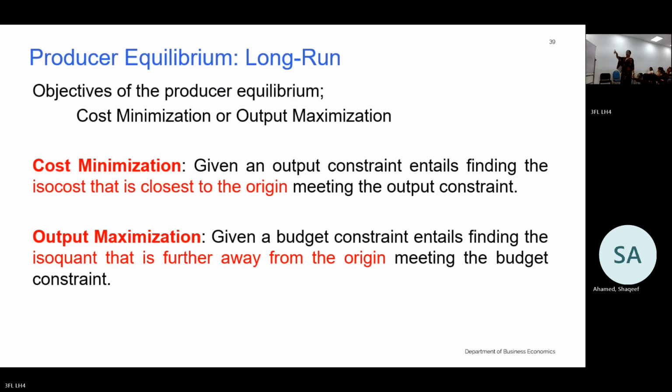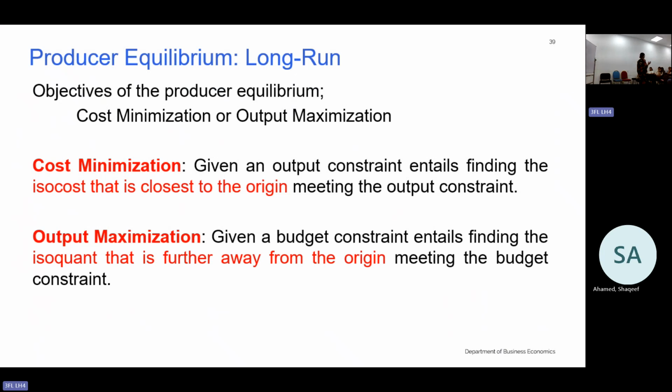Okay? So, given the budget constraint, it entails finding the isoquant that is furthest away from the origin while meeting the budget constraint. So depending on your cost or your budget, you are going to go for the highest isoquant, meaning a higher level of output. So the objective of the producer is to maximize the output limited to your budget. Or else we can say they try to always minimize the cost. Isocost minimum version: if we have different isocosts, which one gives you the minimum cost? Closer to the origin or further from the origin?